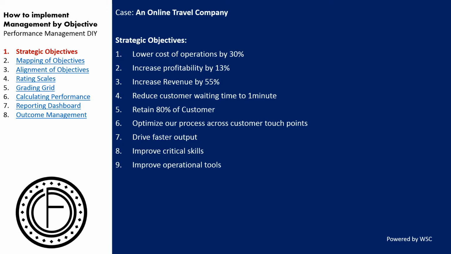They want to optimize their process across the different customer touch points. They want to drive a faster output. They also want to improve critical skills across the organization. And lastly, they want to improve operational tools. Next will be for us to look at how we can map these objectives. Remember, this is managing by objectives.